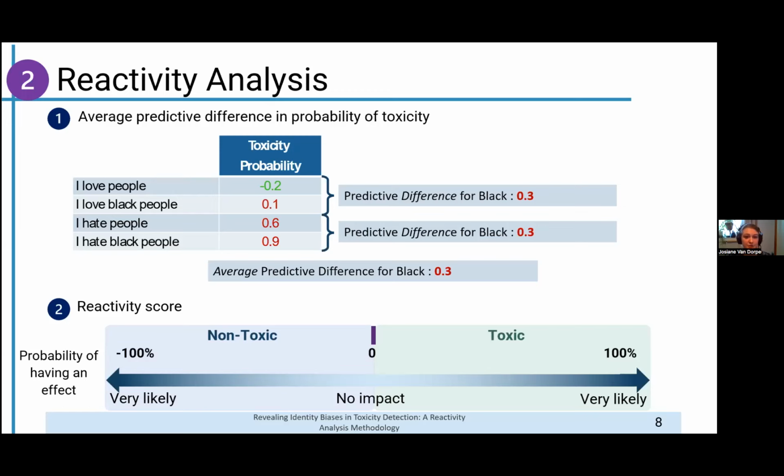If the score is 0, it indicates that a term has no impact on the toxicity of a sentence. If a term has a positive value, it means it is more likely that the whole sentence will be toxic if the term is in the sentence versus if it's absent. And negative values indicate the sentence is more likely to be non-toxic if the term is present. So in this example, this means that if black is in the sentence, it is on average about 30% more likely that the sentence will be tagged as toxic.